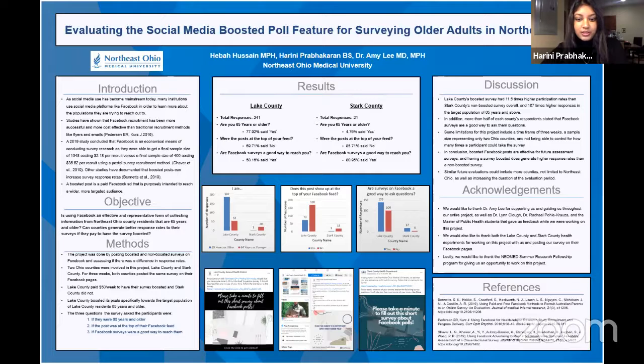In conclusion, boosted Facebook posts are effective for future assessment surveys. Thank you.